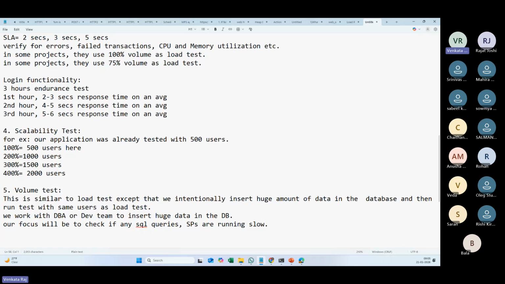Okay, any questions? Yeah, go ahead. For this volume test, will we insert the data in the database just before the test or during the test? How does it work? Before the test. Your database should have a huge amount of data. Then when we run the test, our request will go to the application, and the application may access the database to fetch some data. Because there is a huge amount of data in the database, it might take some time, right?